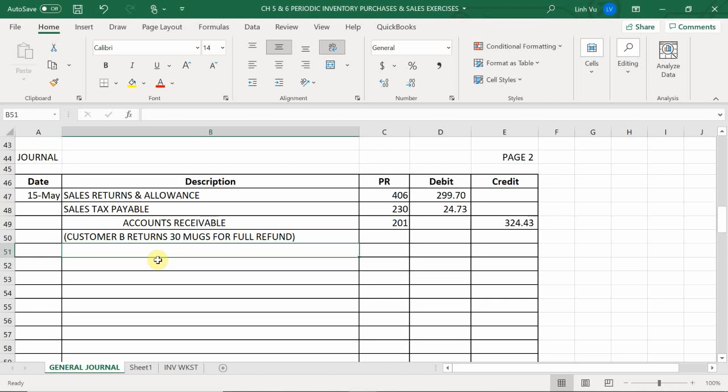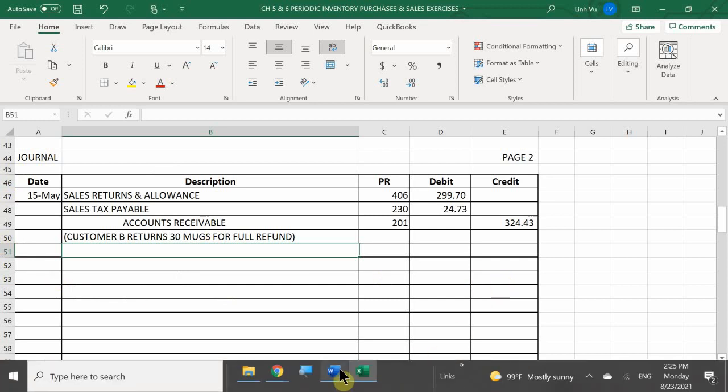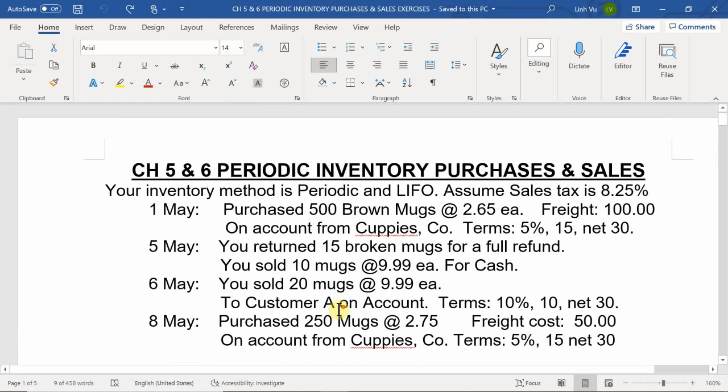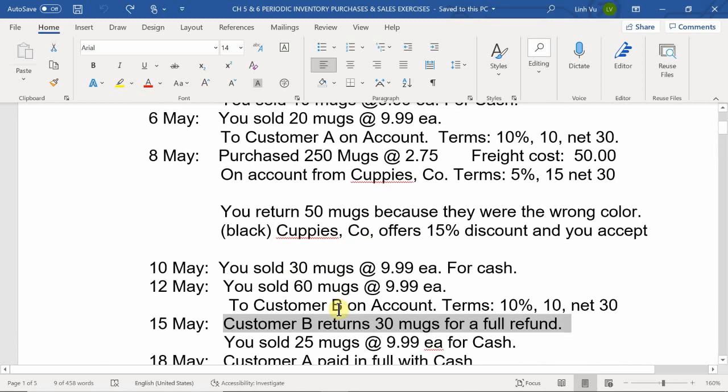So in this case, we do not need to do anything for this transaction right here. Okay. Good. Okay.